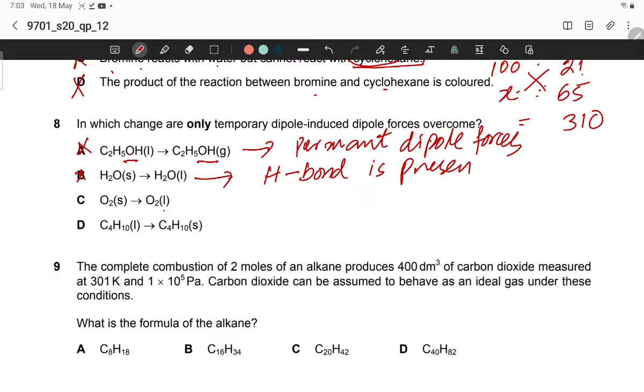Oxygen solid to oxygen liquid. So this must be correct because the oxygen molecule has only induced dipole forces. C4H10, only temporary forces, liquid to solid. Again non-polar. Induced dipole forces are present in oxygen, so these are van der Waals forces.